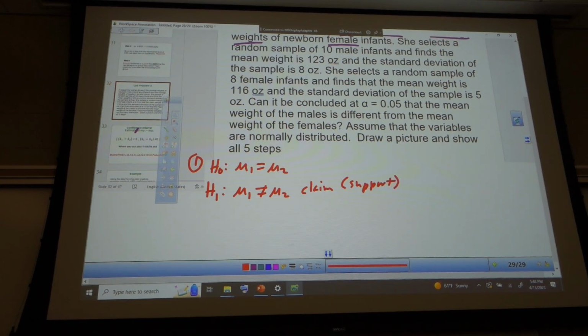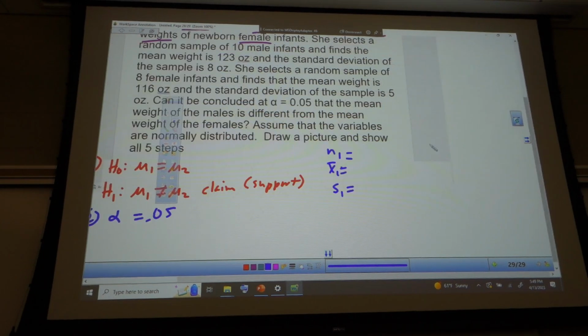And then step 2 is pretty straightforward, right? That's just alpha, 0.05. Okay, so then step 3, I strongly, highly recommend you make a little list over here of what is n1, x bar 1, s1. Just make a little list, and do the same thing for the second one.